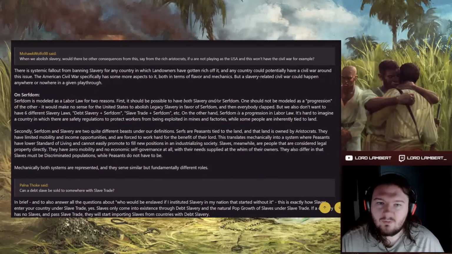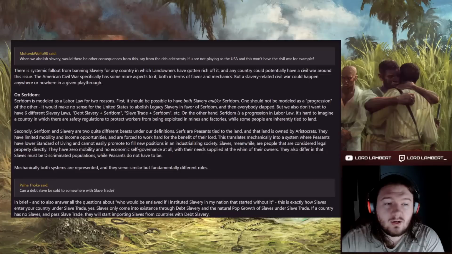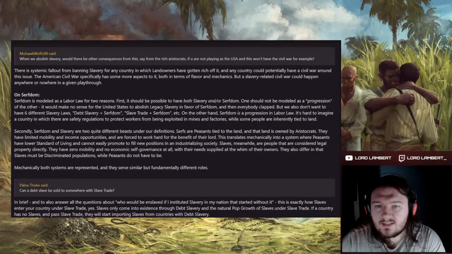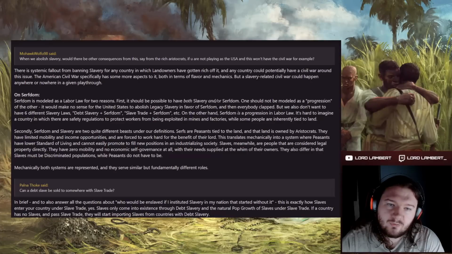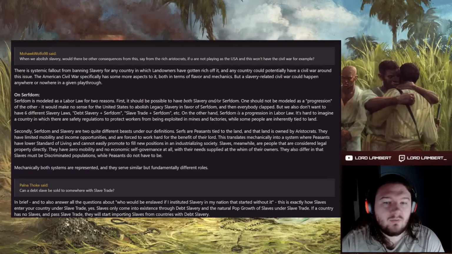When we abolish slavery, would there be other consequences from this? Say, from the rich aristocrats, if you're not playing as the USA and won't have the Civil War, for example. There is a systemic fallout from banning slavery for any country in which landowners have gotten rich off it, and any country could potentially have a civil war around this issue. The American Civil War specifically has some more aspects to it, both in terms of flavor and mechanics, but a slavery-related civil war could happen anywhere or nowhere in a given playthrough.